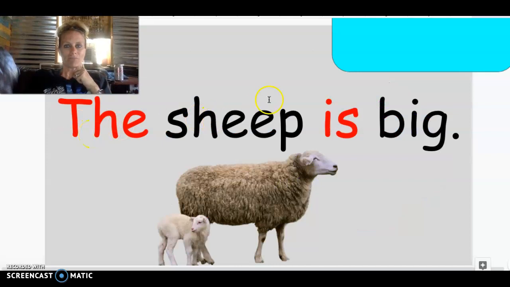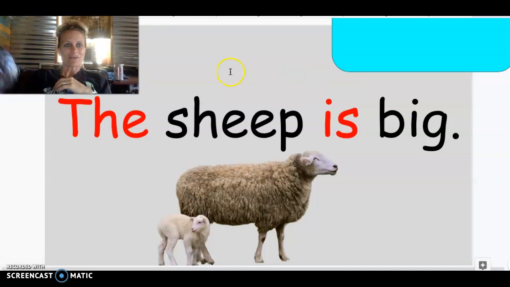All right, here it is. The sheep is. This is the sheep. The sheep is. What I can do, I can segment those sounds out to create the word. Are you ready? B, I, G. B, I, G. Big. The sheep is big. How many words were in that sentence? The sheep is big. There are 4 words in that sentence.